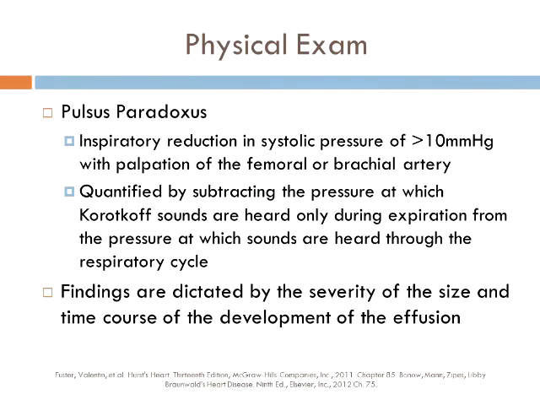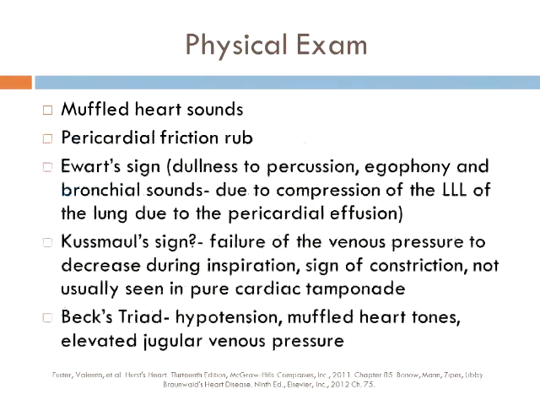Other things we find on physical exam are muffled heart sounds, pericardial friction rub, Ewart sign, which is actually dullness to percussion, egophony, because of how large the pericardial effusion is. It actually compresses the left lower lobe. Kussmaul sign, usually we hear this more in constrictive pericarditis. During inspiration, we actually see an increase in jugular venous pressure due to the fact that there's not an actual fall in intra-atrial pressure. And then Beck's triad, which is hypotension, muffled heart sounds, and elevated jugular venous pressure.